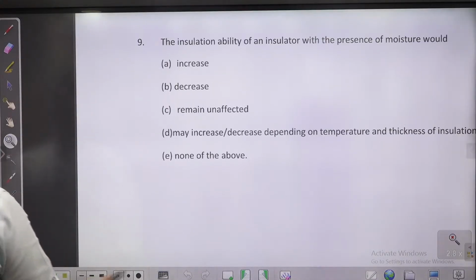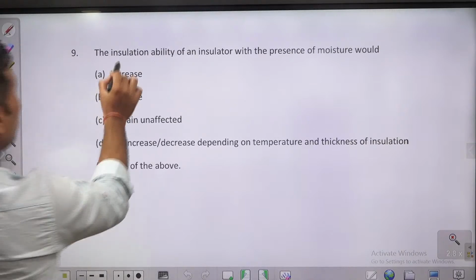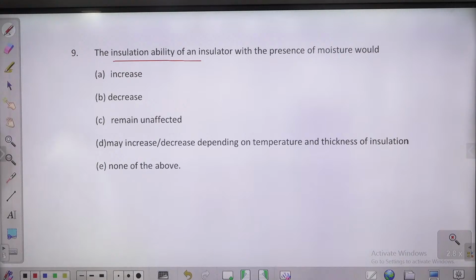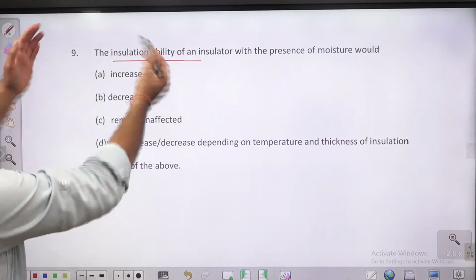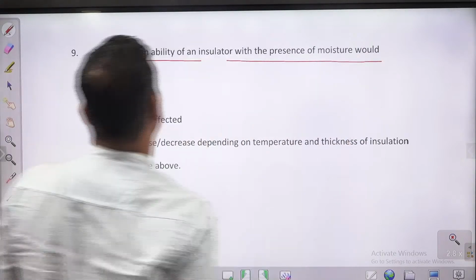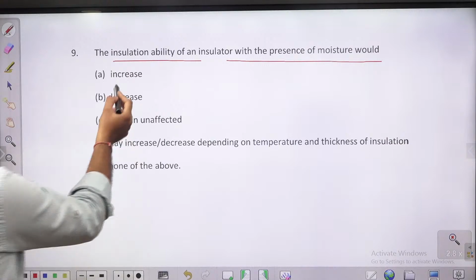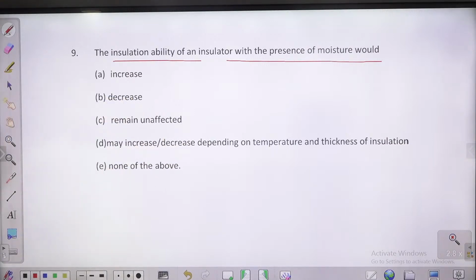क्वेश्चन नंबर 9 गाइस इन फ्रंट ऑफ यू. द इंसुलेटिंग एबिलिटी. थोड़ा पढ़ के आंसर करना बच्चों. Don't be in hurry. You need to read the entire question and then only you need to answer. He is asking you the insulating ability of an insulator with the presence of moisture. With the presence of moisture, the insulating ability of a material insulator is going to increase, decrease, remain unaffected, may increase, decrease depending on the temperature and thickness of the insulation, or none of these. What you will answer, guys? Please read the entire question and then only answer.